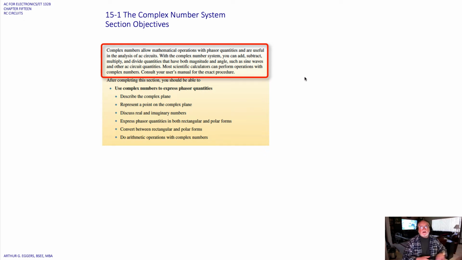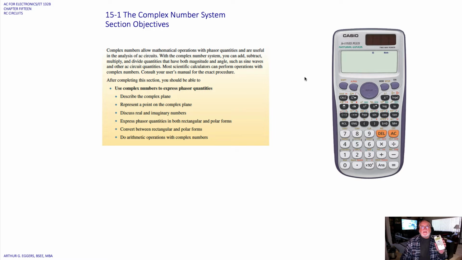AC circuits are full of using complex numbers, but you also need to use your calculator. Most scientific calculators can perform operations with complex numbers. Refer to your user's manual for exact procedures. And again, we recommend for this course that you get and use a Casio FX115ES Plus, but if you have something else, even your phone with a calculator on it will work.